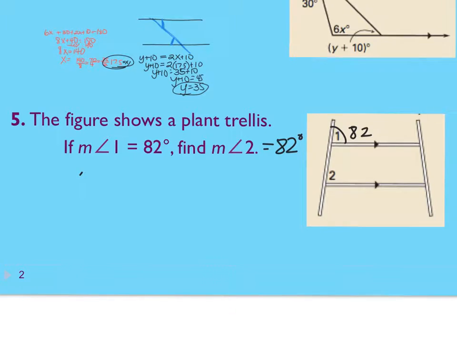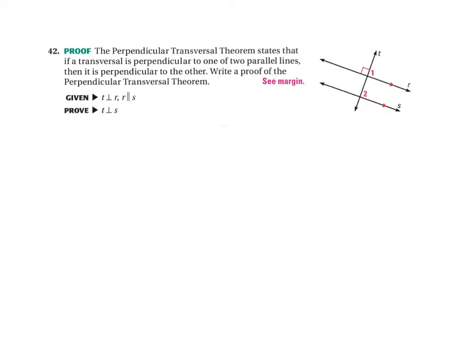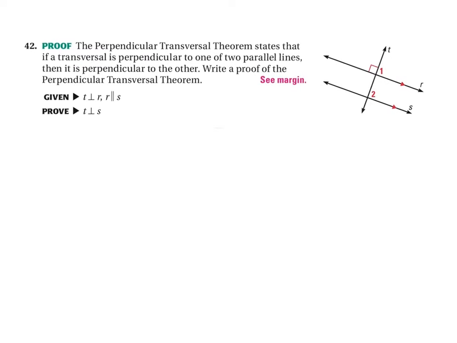Okay. So this one says, the perpendicular transversal theorem states that if a transversal is perpendicular to one of two parallel lines, then it's perpendicular to the other. Write a proof of the perpendicular transversal theorem. So you're proving that if it's perpendicular to one, it'd be perpendicular to the other, and they give you that T is perpendicular to R, and R is parallel to S. So both of those are marked in here.